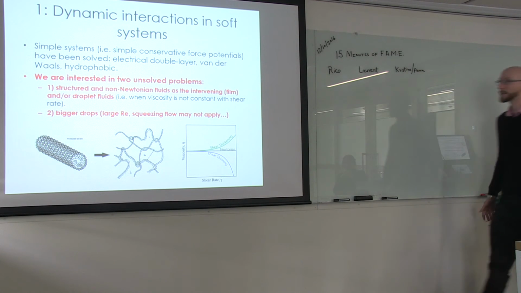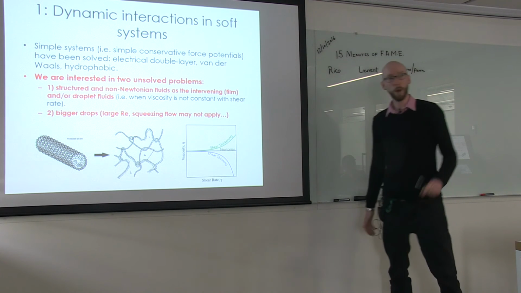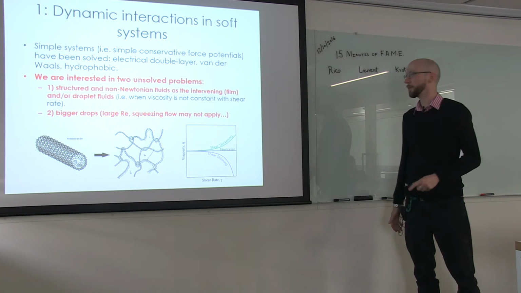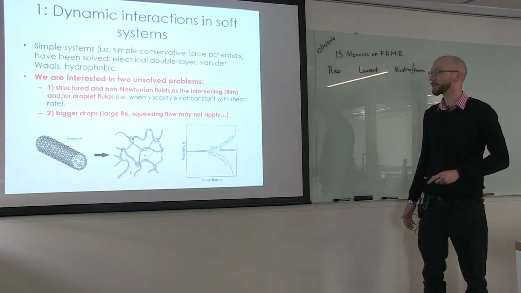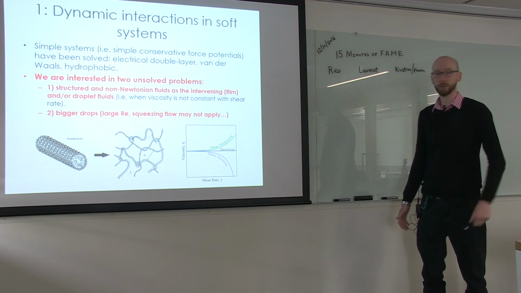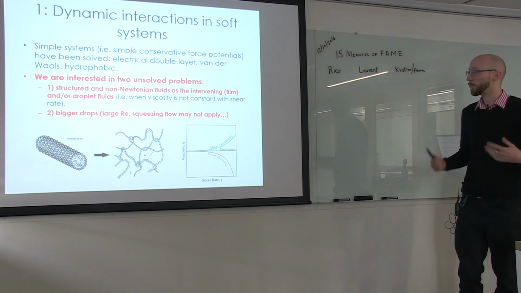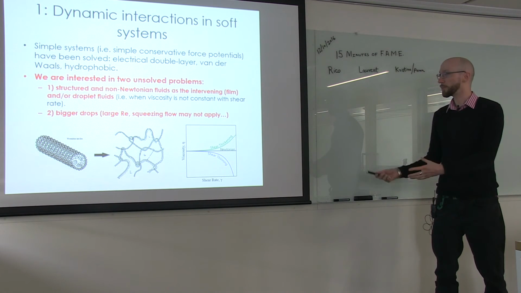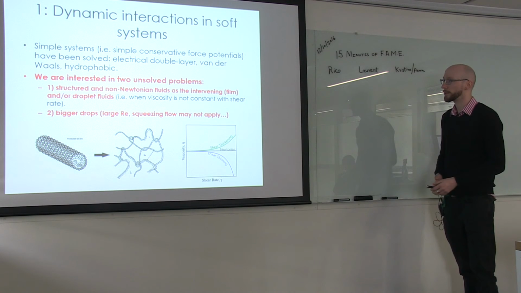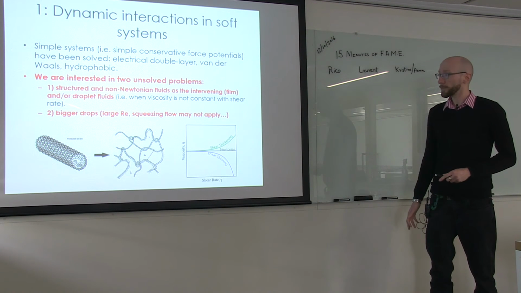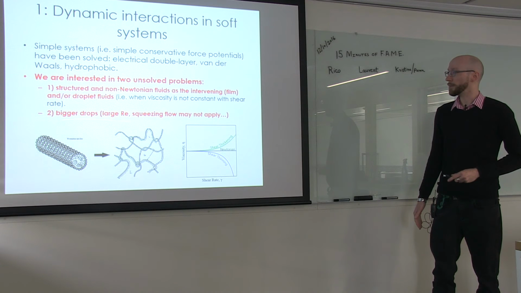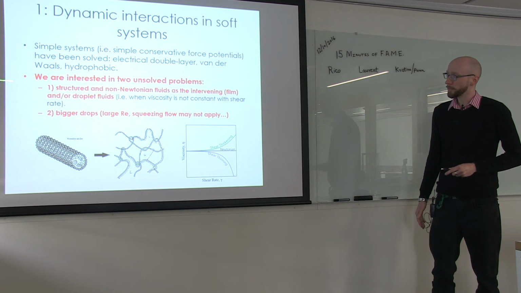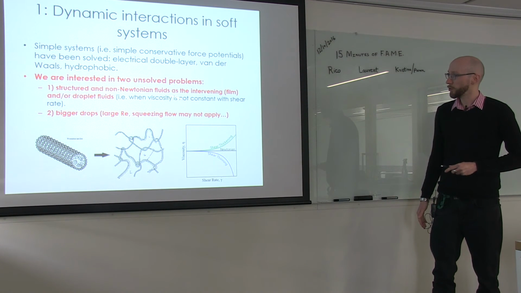What I want to do next is one major problem and one minor problem that's relatively easy to solve. The minor problem is moving to bigger drops, so larger Reynolds number, where essentially Reynolds lubrication theory may not be implicit, so squeezing flow may not be implicit in the solution. That's very industrially relevant for real emulsion and fluid handling. The one I'm more excited about is structured and non-Newtonian fluids.